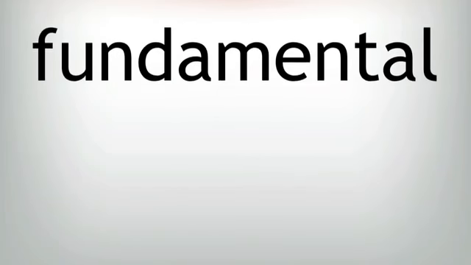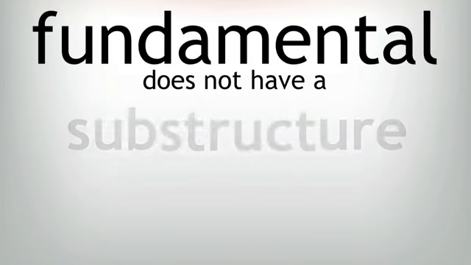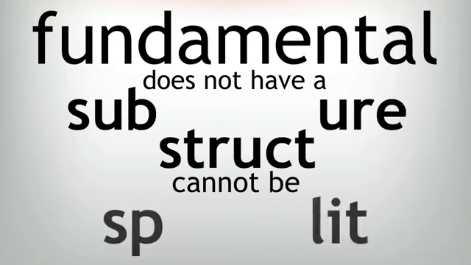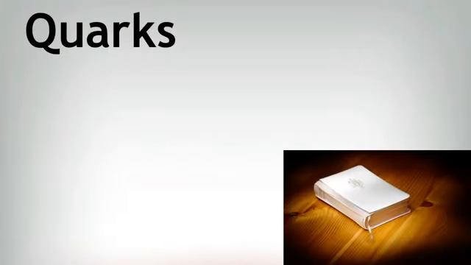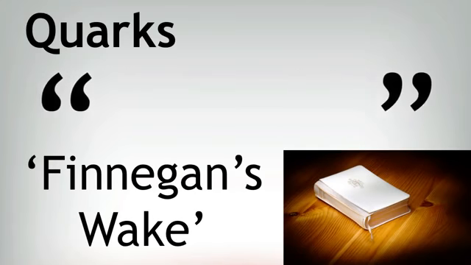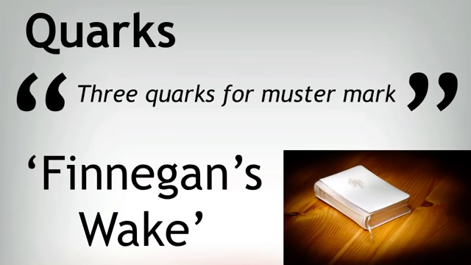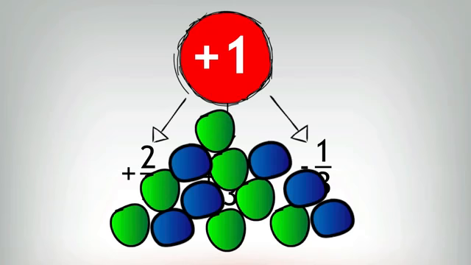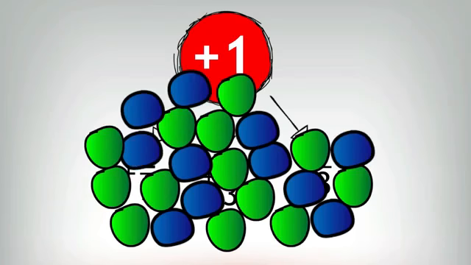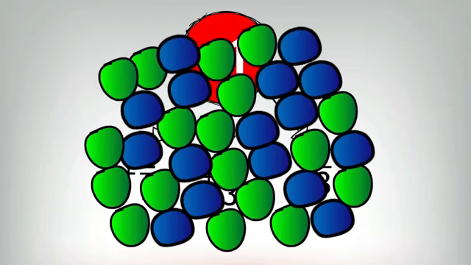Now, the term fundamental means that the particle does not have a substructure. It cannot be split. The name quarks was chosen from the James Joyce novel Finnegan's Wake. "Three quarks for Muster Mark." In order for their calculations to work, however, these quarks needed to have a fractional charge. This was a new concept, as fractional charges had never been seen before. Quarks are the fundamental building blocks of all particles that we know of.